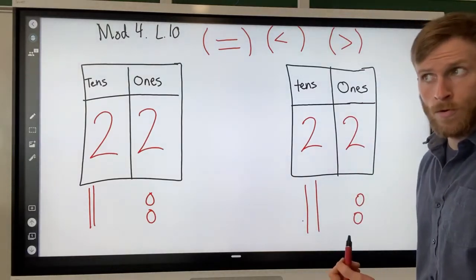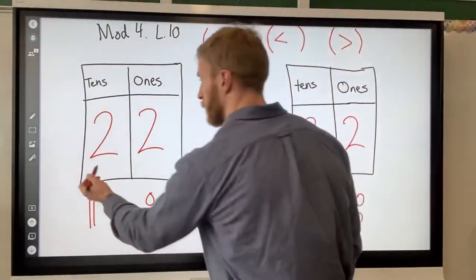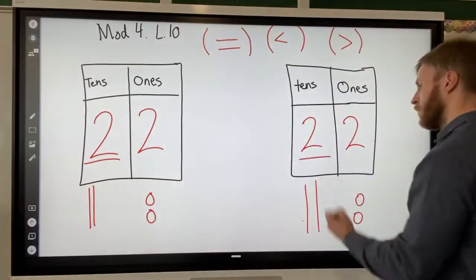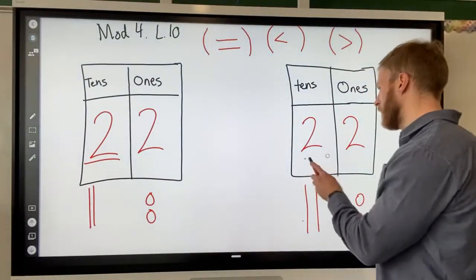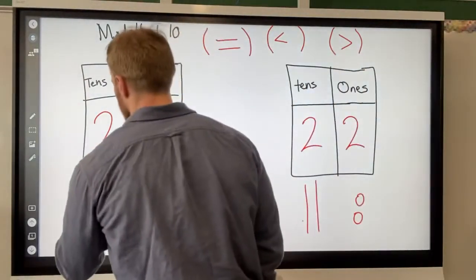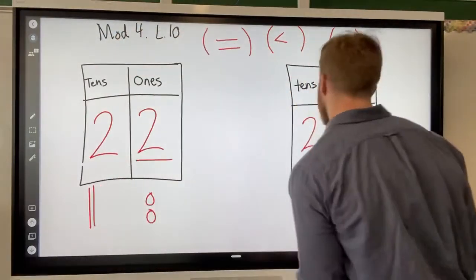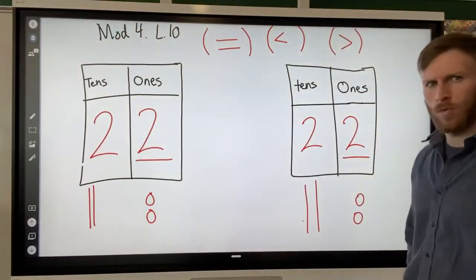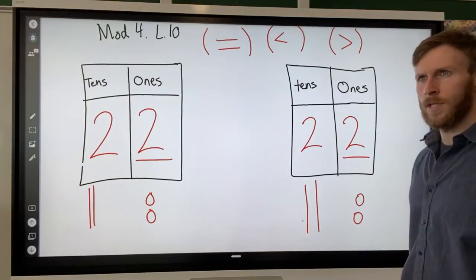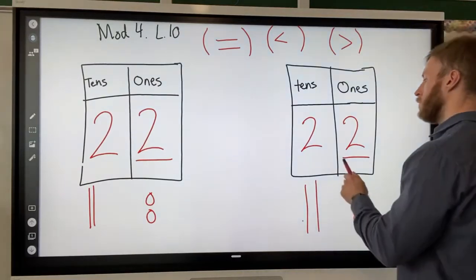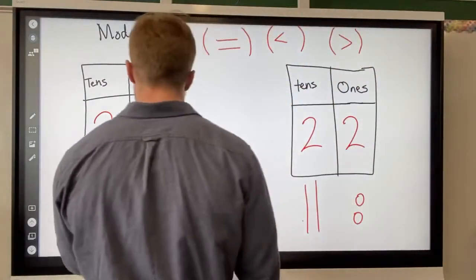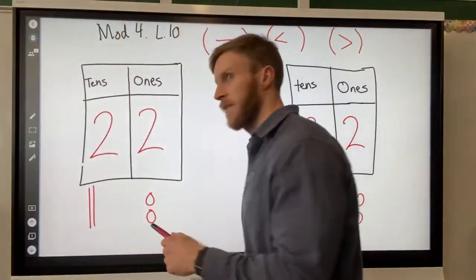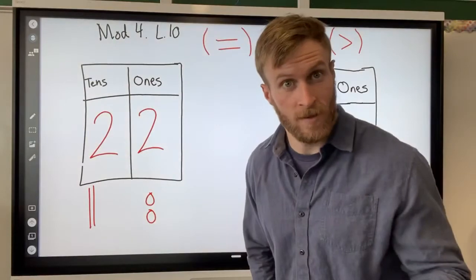Huh. Okay, so if I look at the tens place, 2 and 2. That's the same, so I don't know which one's bigger by that. So I can't do that. How about the ones place? 2 and 2. They're the same still. Okay, so if we have the same digits in the tens place and the same digits in the ones place, we have the same number, right?